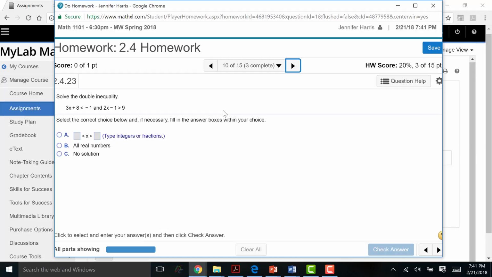So add 1 to both sides. This is 2x is greater than 10. Divide both sides by 2. x is greater than 5. All right, so now I have to shade both of these on the same graph. So over here, which way am I going to shade? Over here, which way am I going to shade?